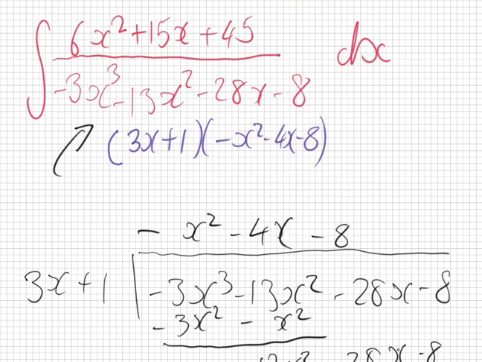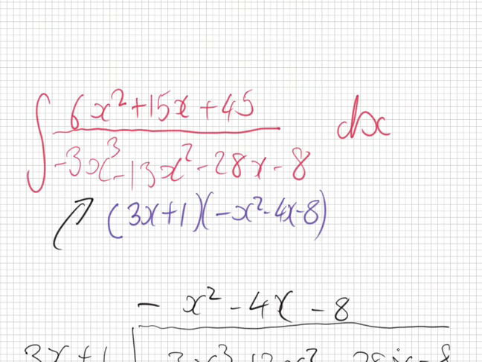Now, we know we're going to use proper partial fractions here. So this fraction here, what would that equal? A over 3x plus 1 plus, very good, plus bx plus c over this quadratic. Then what do I do after that? I multiply everything by the denominator.